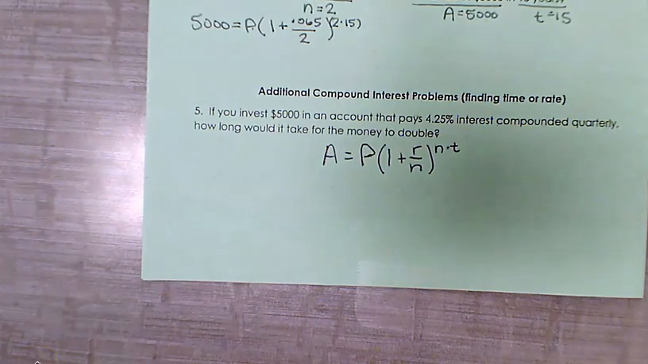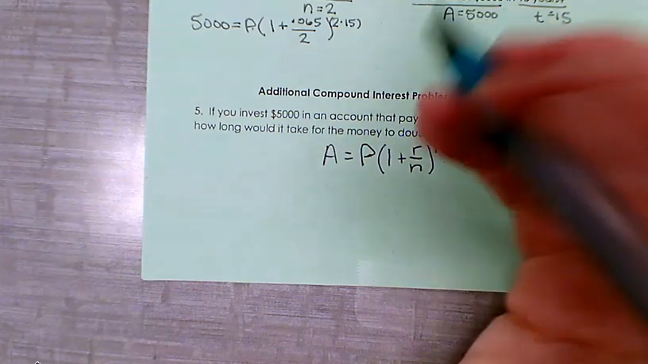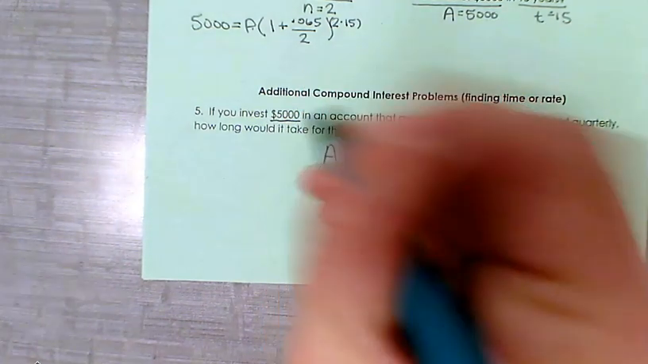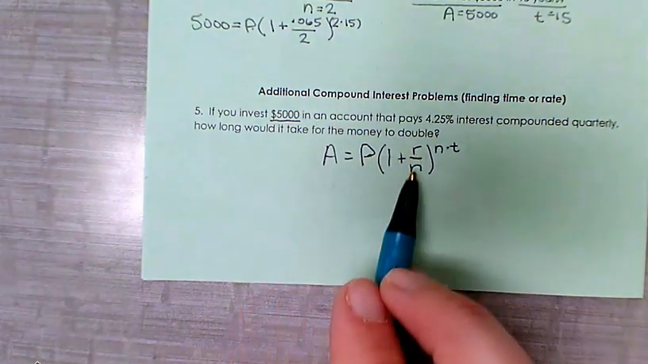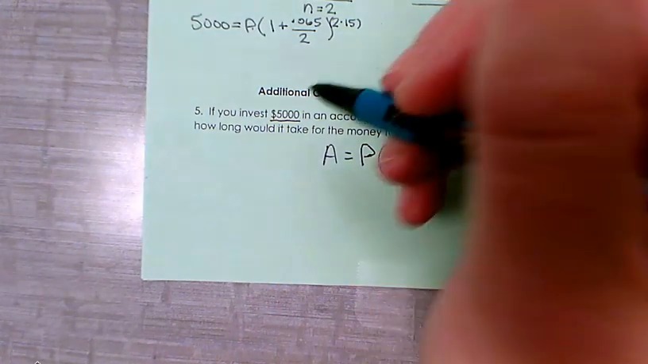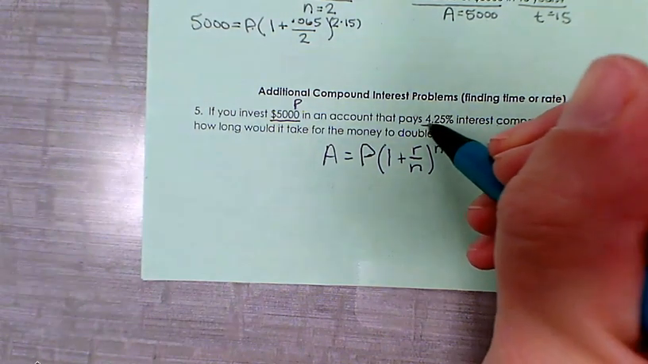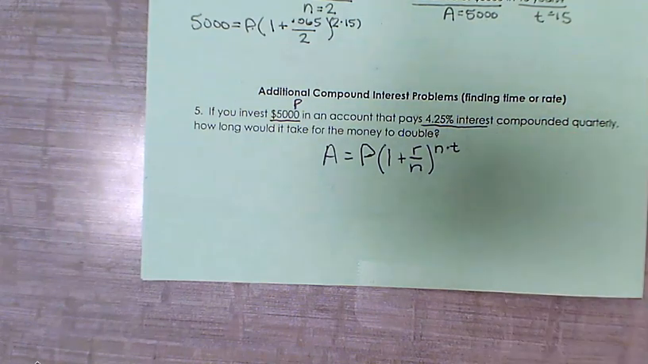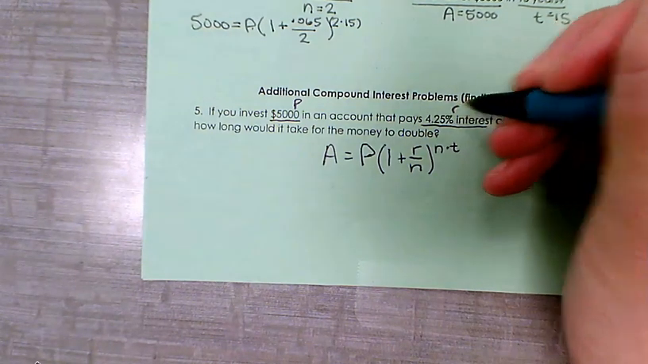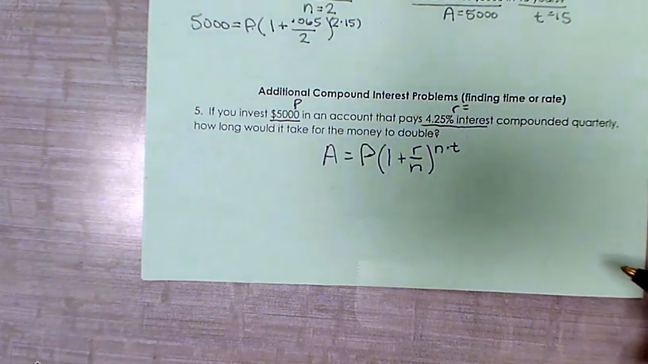All right. So in number 5, it says if you invest $5,000, what is $5,000 the variable representation of? The principal. Yeah. So that's how much you're investing. So you're investing $5,000 in an account that pays 4.25% interest. What value can that give you? The R value, but R is not 4.25. How do you get the R value?